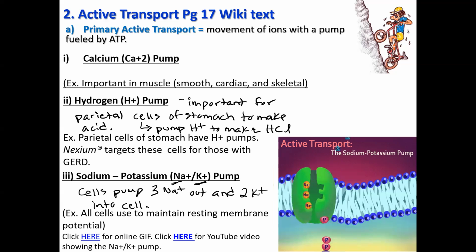There's always a lot of sodium outside of the cell. When it comes into a cell, it's going to stimulate that cell. But when the cell is done being stimulated, it has to get its cell membrane potential back to resting. Okay, let me give you an example.